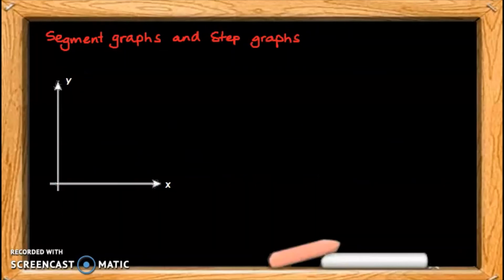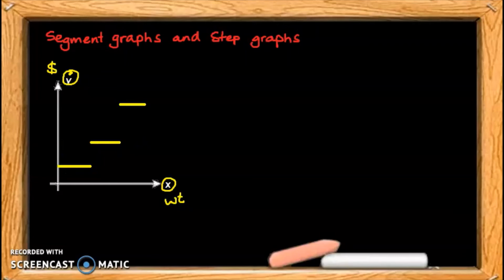Step graphs are made out of a collection of horizontal lines. So a step graph might look something like this. Step graphs often measure the price of something. For example, if my response variable is something like dollars, and let's imagine my explanatory variable was weight, this could model the price that it costs to send an item in the post.